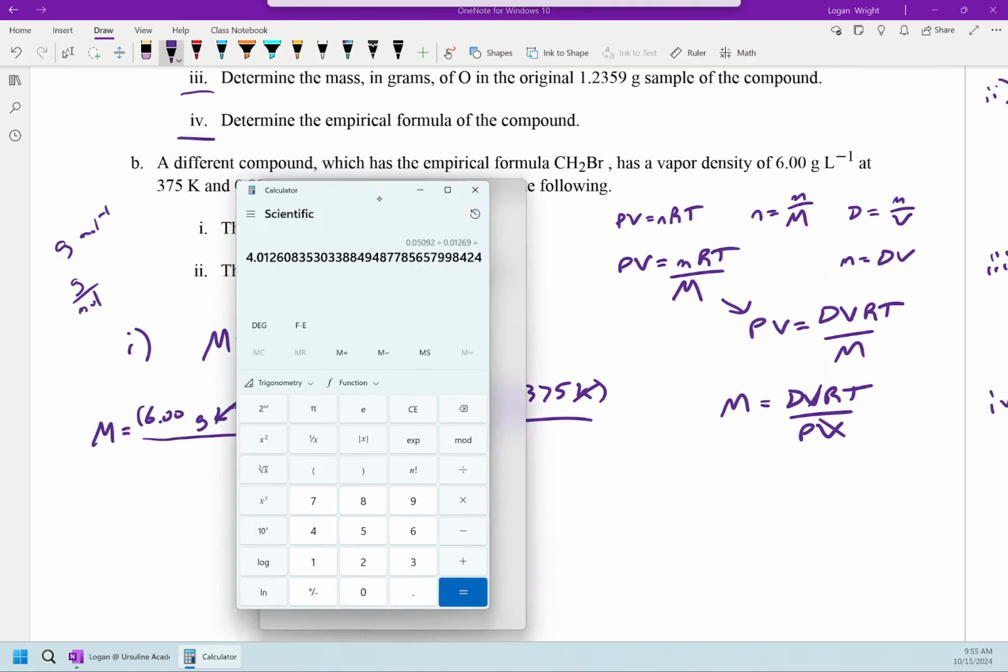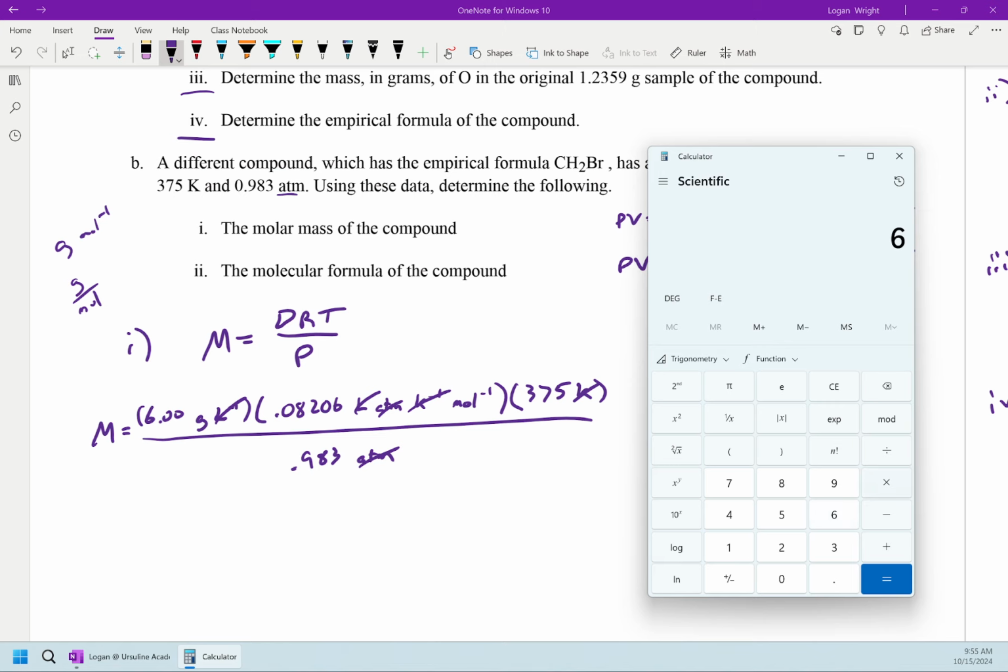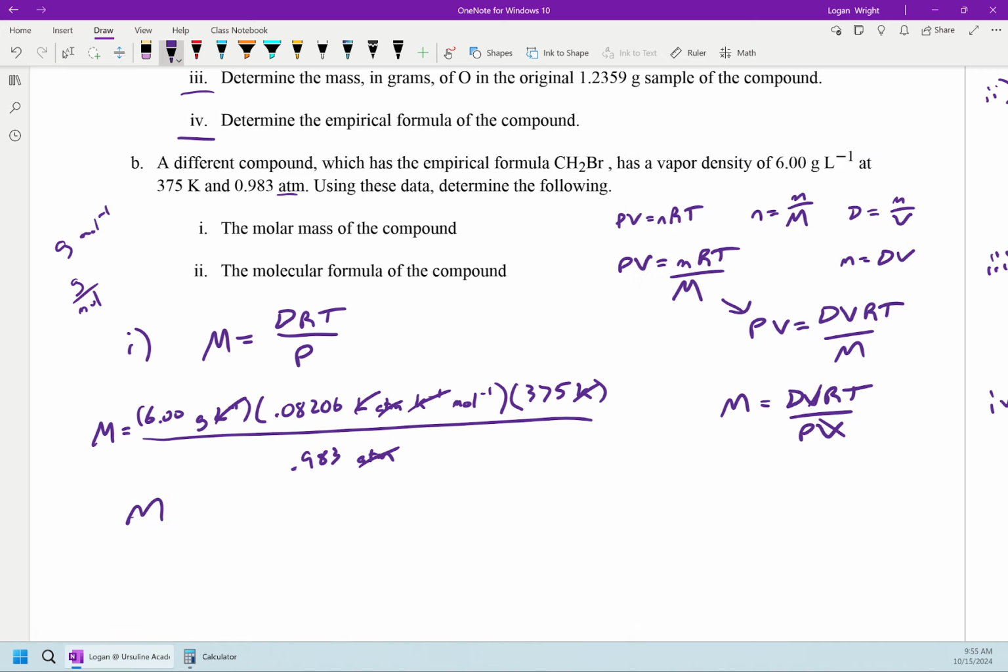All right, all of that work, I now do 6 times 0.08206 times 375 divided by 0.983, and I get a molar mass of 187.8. It looks like I have 3 sig figs everywhere, so molar mass is going to be 188 grams per mole.